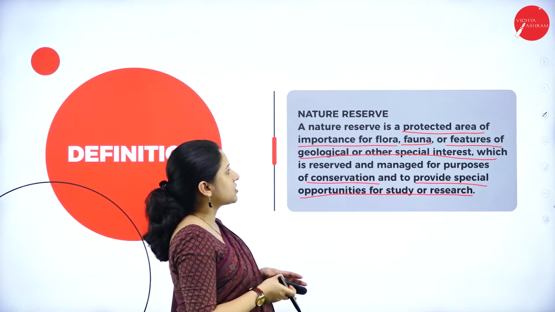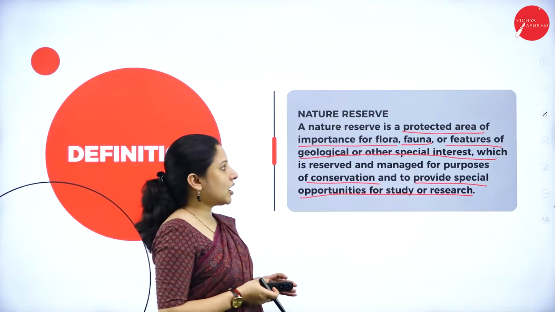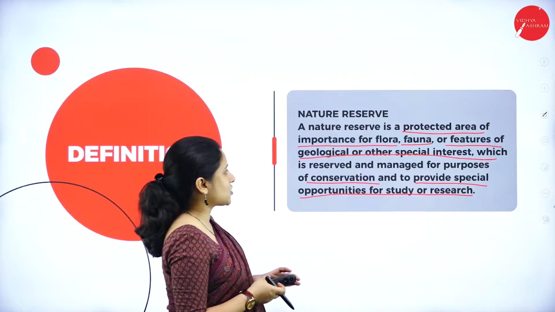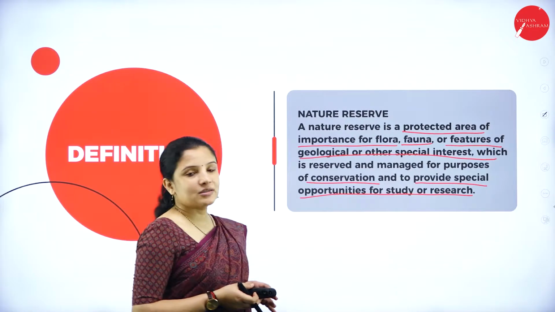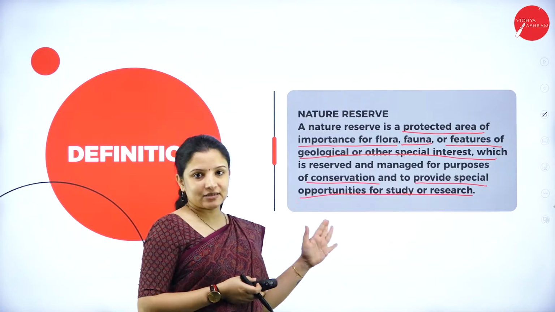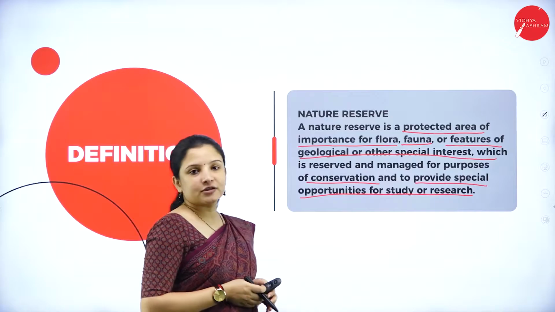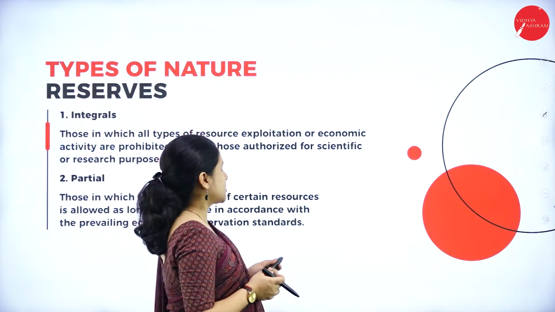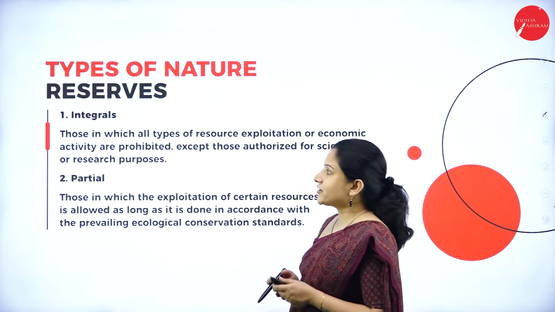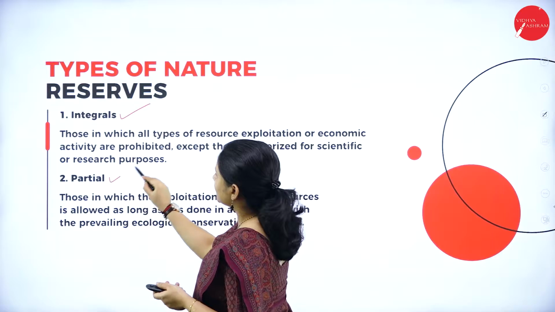So therefore, a nature reserve is a protected area of importance of flora and fauna or features of geological or other special interest which is reserved and managed for a particular purpose such as conservation as well as to provide opportunities for study as well as research. So next, talking about the types of nature reserve. Nature reserve is of two types. One is integral and the other one is partial.